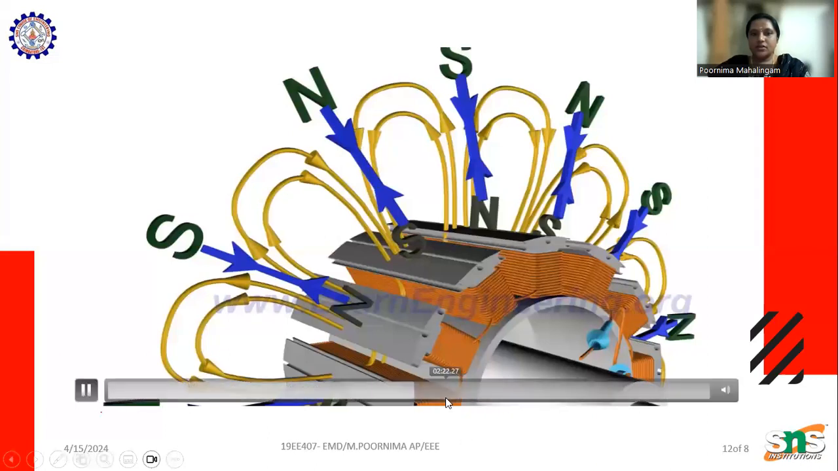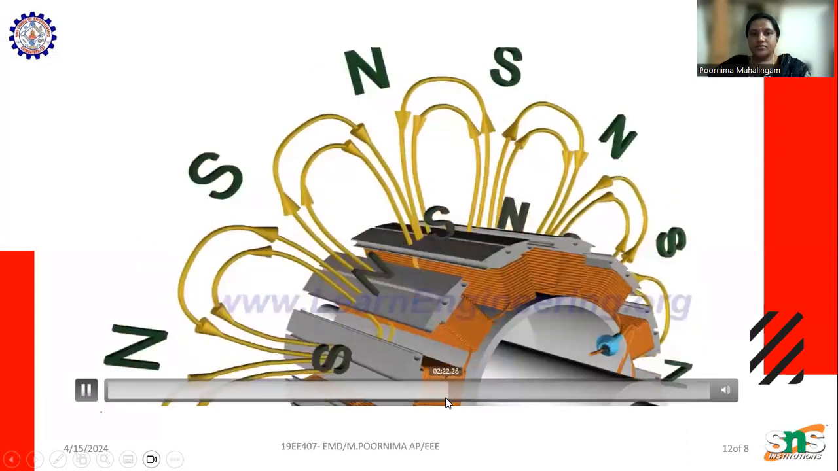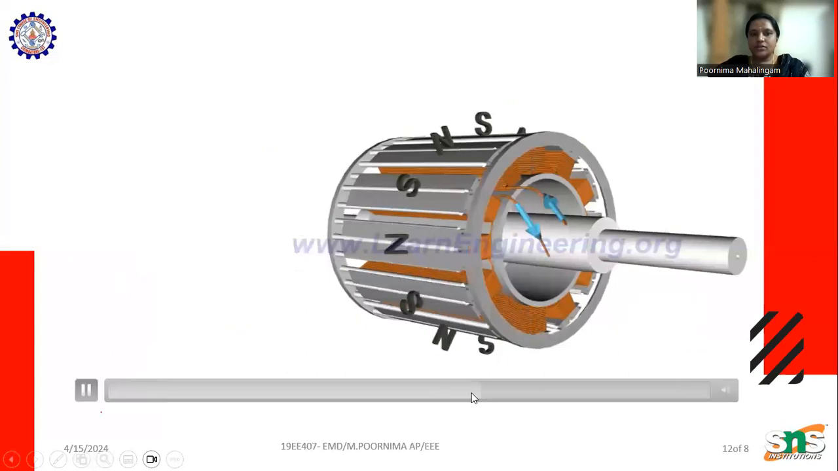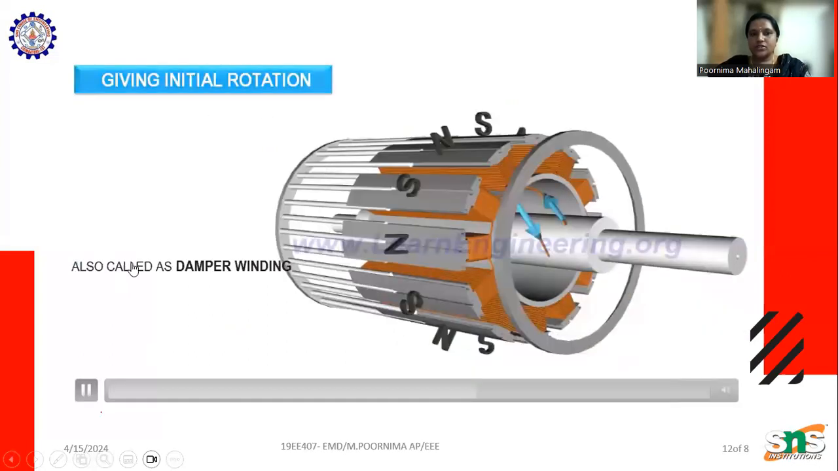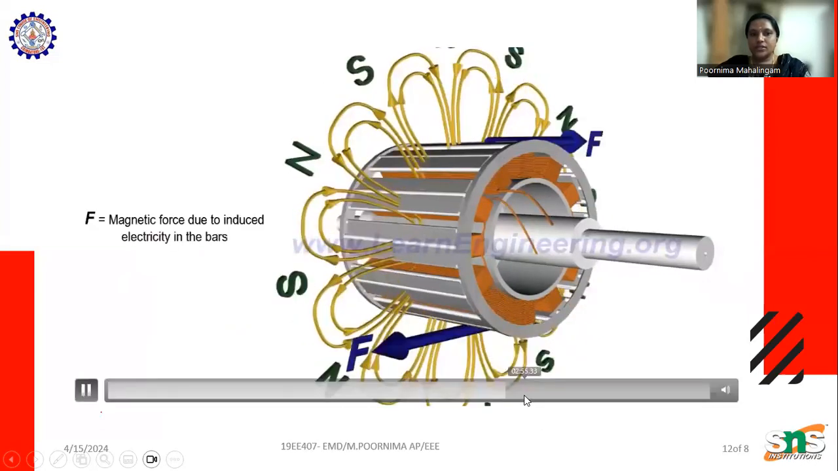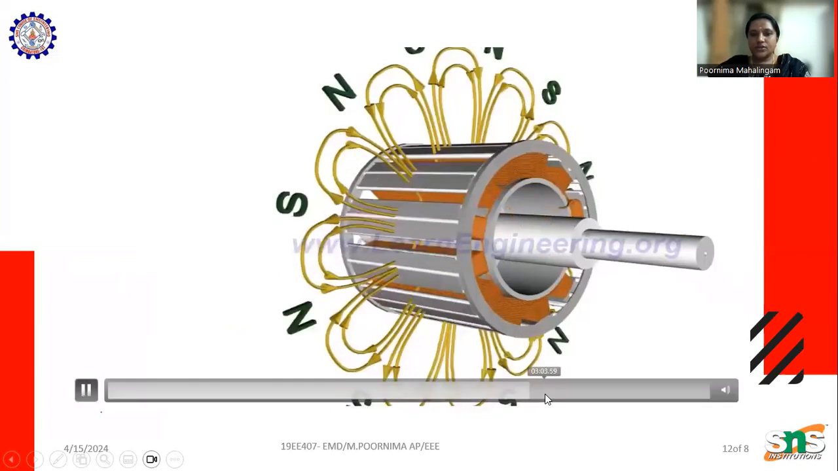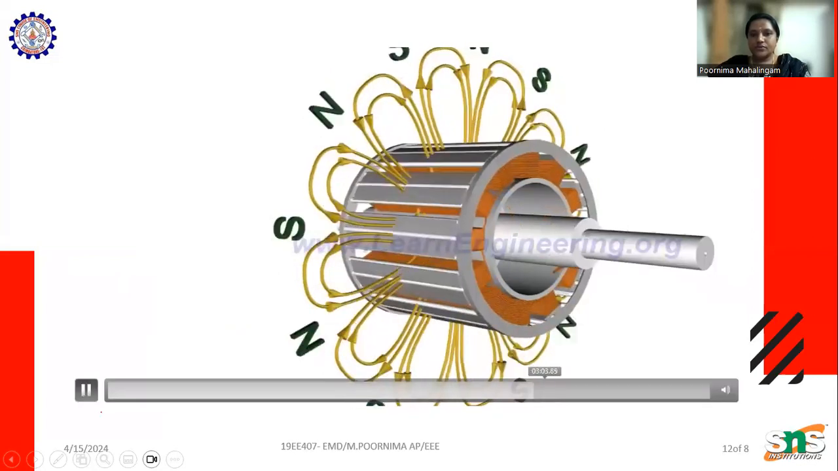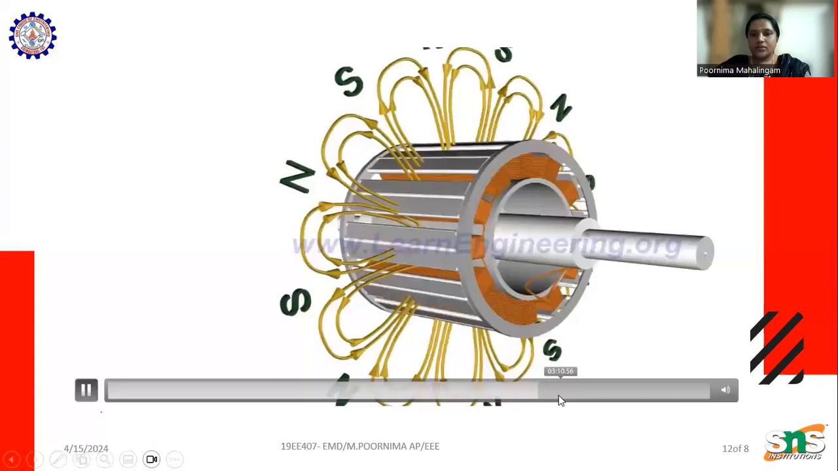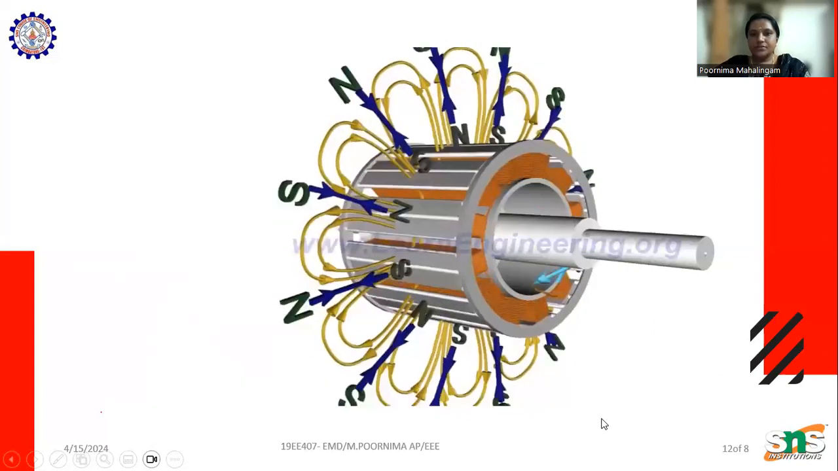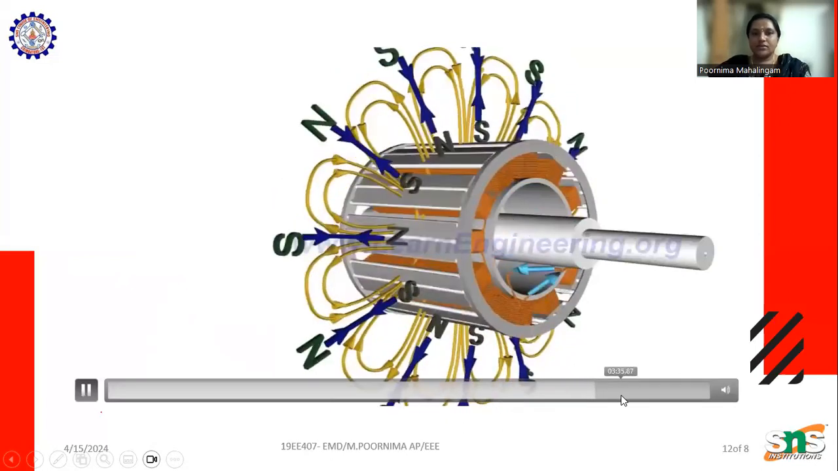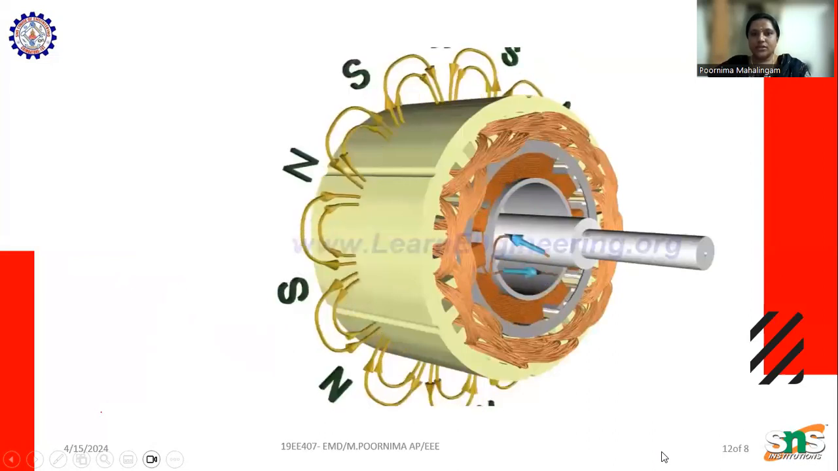Here what happens? Since the rotor has some inertia, the rotor won't be able to start by itself. Here the damper winding gives the initial rotation. When the rotor has achieved speed, as the name suggests, synchronous motors are capable of rotating at synchronous speed. Here we can see the final output.